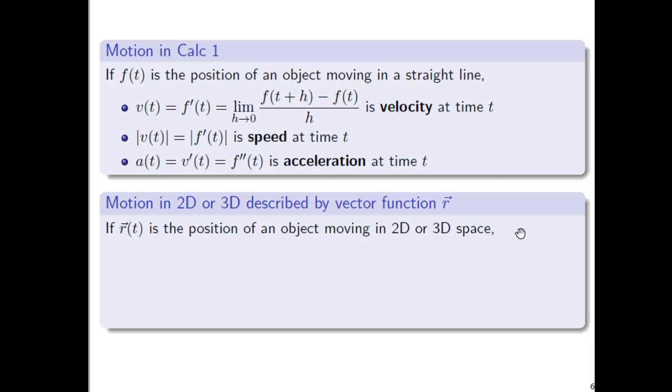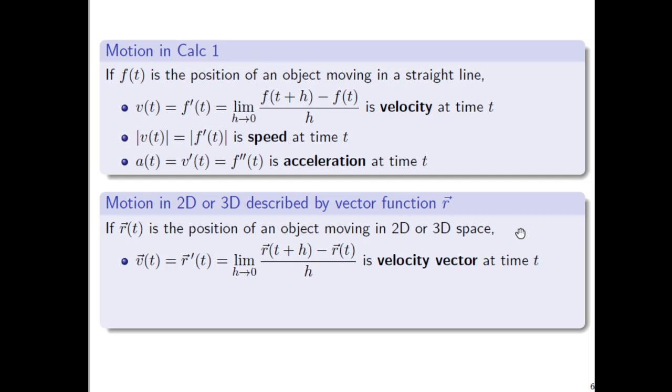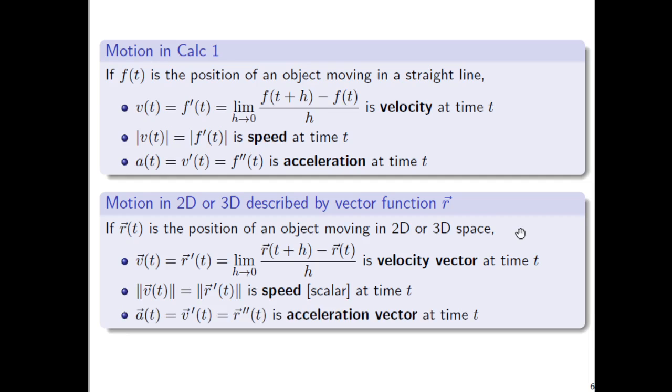Now, in Calc 3, we have 2D and 3D motion described by a vector function. So here's a little review from 2 days ago: if you have a vector function that describes the position of an object moving in 2D space or 3D space, the derivative, which is itself a vector function, is the velocity vector. We can't say absolute value now because we have a vector, so the magnitude of this is going to be the speed. It is a scalar. And then finally, the derivative of the velocity vector function is the acceleration vector function.